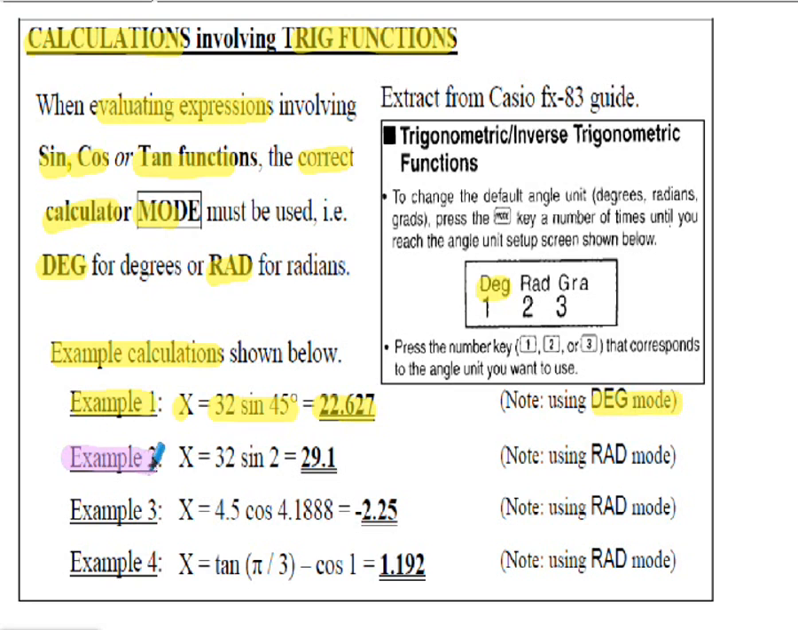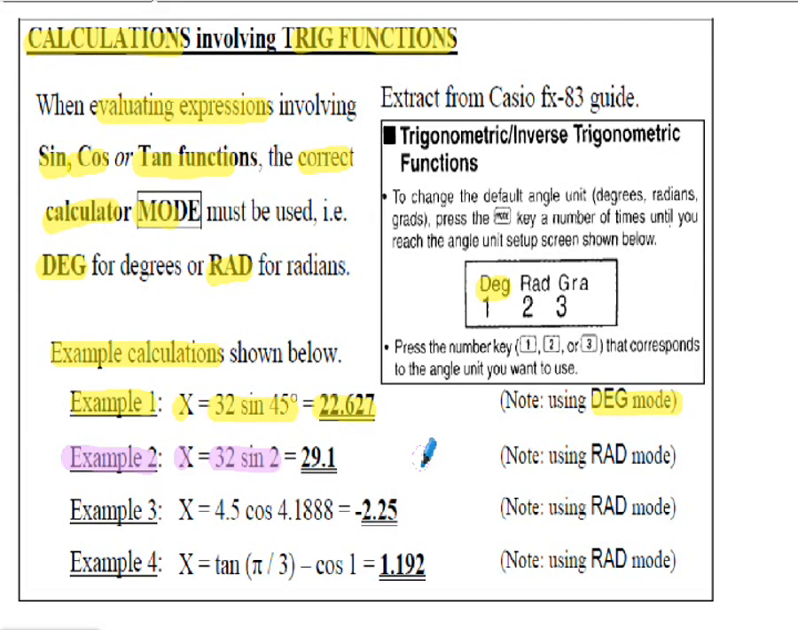In example 2, we're asked to calculate x, given that x equals 32 multiplied by the sine of 2. Now in this case that is not degrees, that will be radians, there's no degree symbol there. And don't forget there's a big difference between 2 degrees and 2 radians, because 1 radian is nominally 60 degrees, so 2 radians is actually around 120 degrees, which is a much larger angle of course than the 2 degrees. So we need to be very careful about which mode we're in.